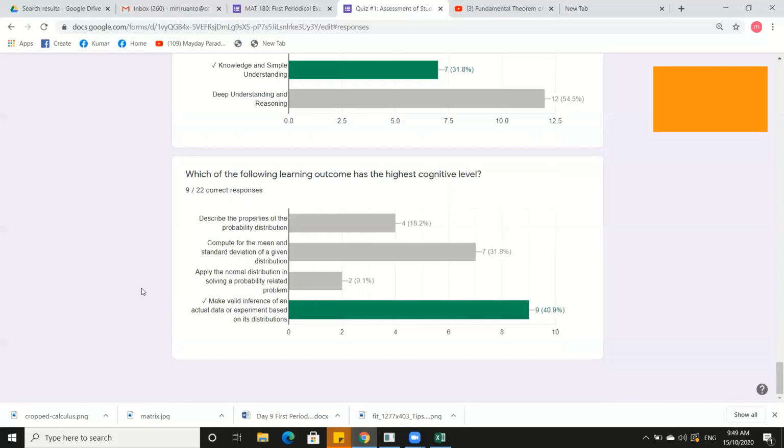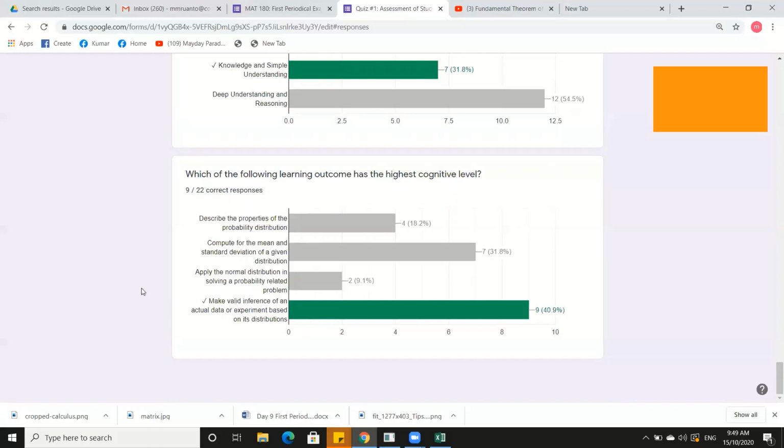Compute for the value and standard deviation of a given distribution. Okay, when we say compute, there is a formula involved, right? When you are going to use the formula, that is the same thing as applying, right? So that's more of the applying. Therefore, letter B is on the applying level. So letter A is understanding level, letter B is applying level.